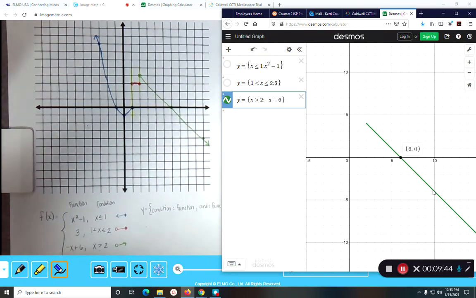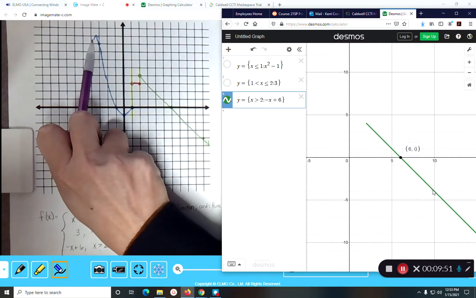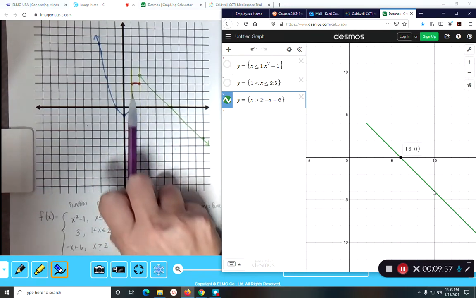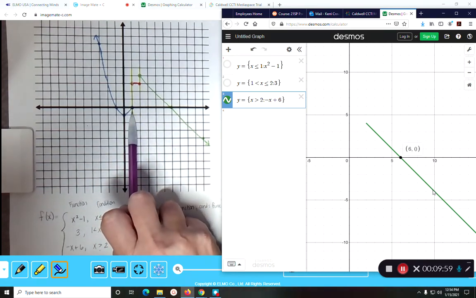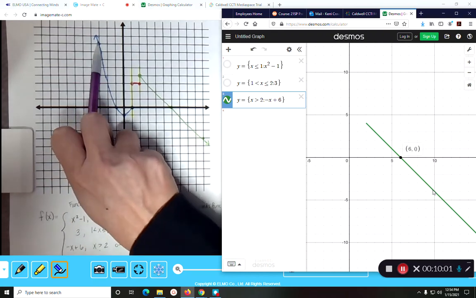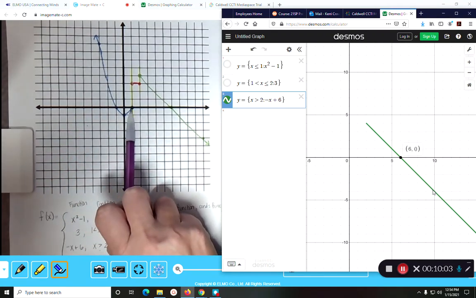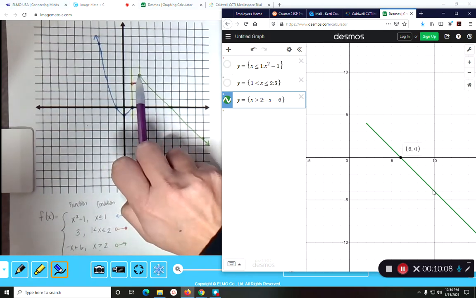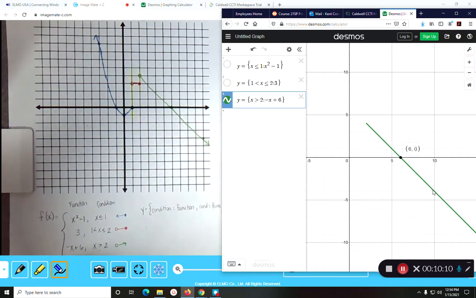Another thing that you may be asked about your piecewise functions is if they are continuous or discontinuous. Continuous means I should be able to start on the far left side of my graph and trace the entire graph without ever having to pick up my pencil. Okay, but obviously I see that when I trace this graph, when I get here, I have to pick up my pencil to get to the red one. And then I have to pick up my pencil again to get to the green one. So this is not a continuous piecewise graph, it is discontinuous. All right, let's try one more.